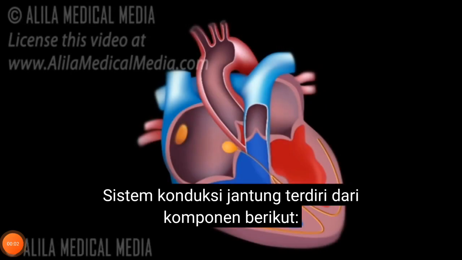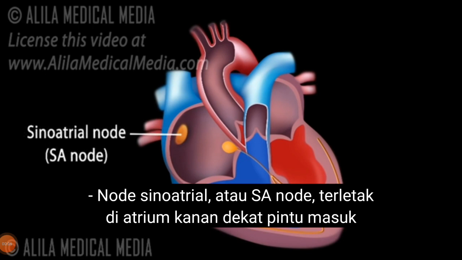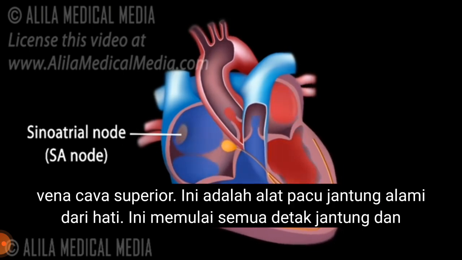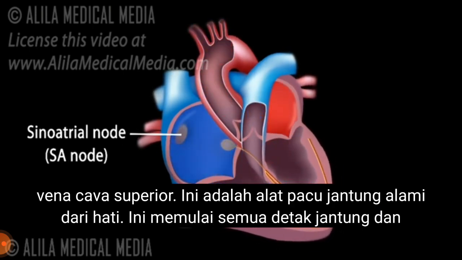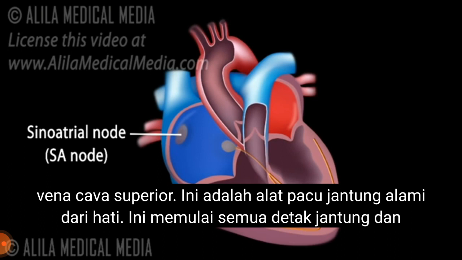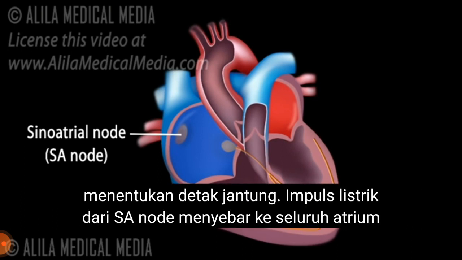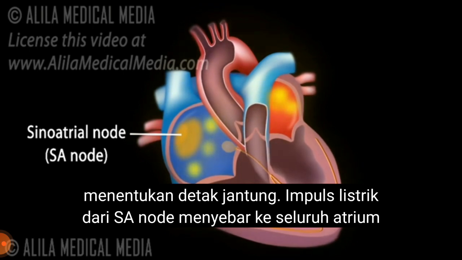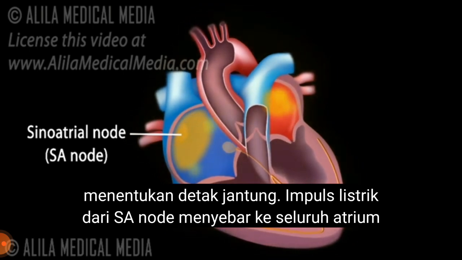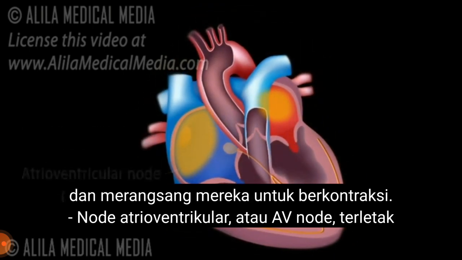Cardiac conduction system consists of the following components. The sinoatrial node, or SA node, located in the right atrium near the entrance of the superior vena cava. This is the natural pacemaker of the heart. It initiates all heartbeat and determines heart rate. Electrical impulses from the SA node spread throughout both atria and stimulate them to contract.